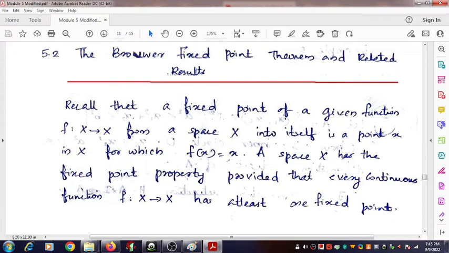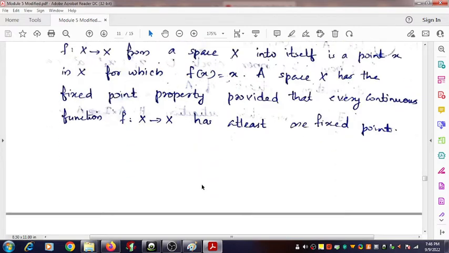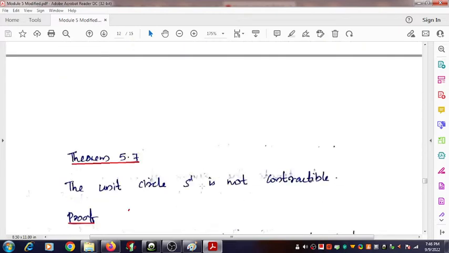So a space X has the fixed point property. When do we say that a space X has the fixed point property? Provided that every continuous function f defined from X to X has at least one fixed point, then we say that the space X has the fixed point property.